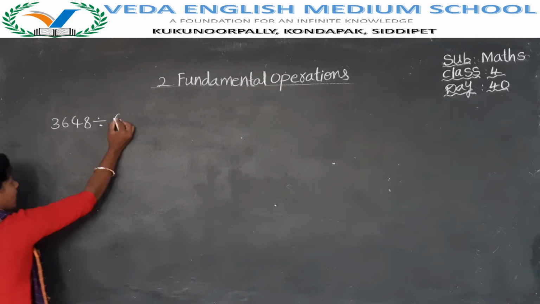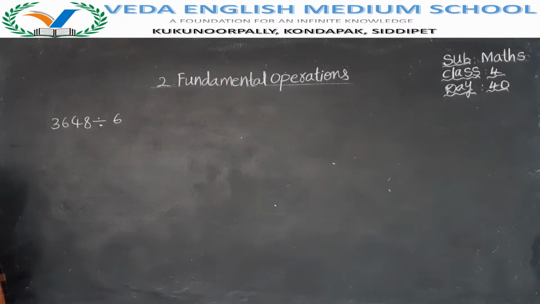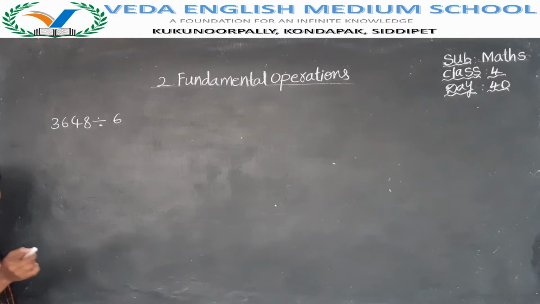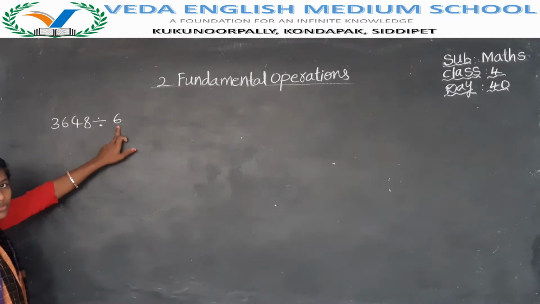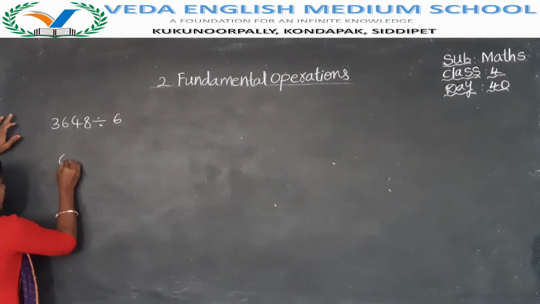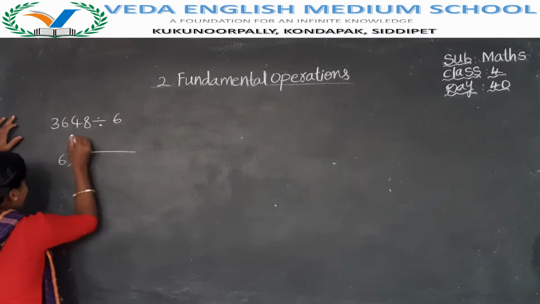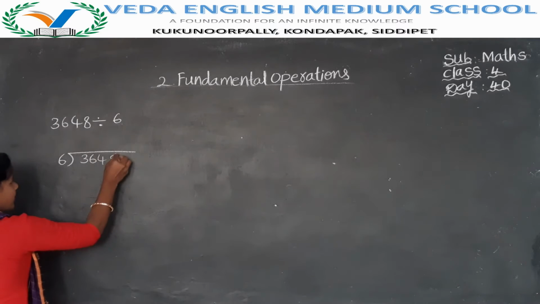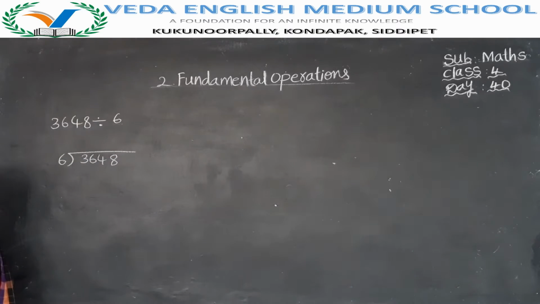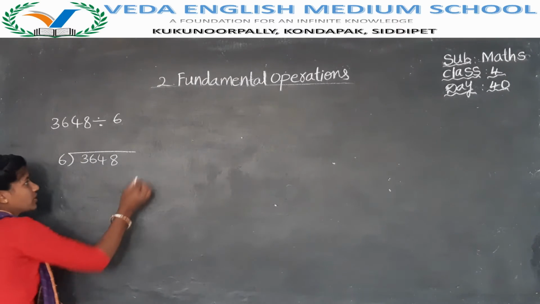Here the divisor, as I said already, you always have to choose the smaller number as the divisor. Here 6 is the smaller number, so we choose 6 as the divisor, and 3648 is the dividend. Our divisor is 6, so we need to write the 6 table.